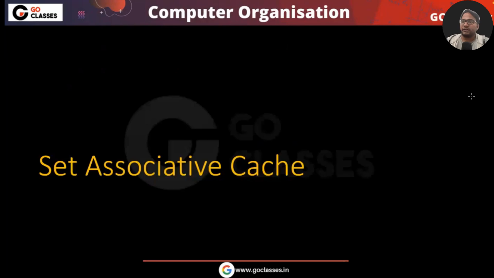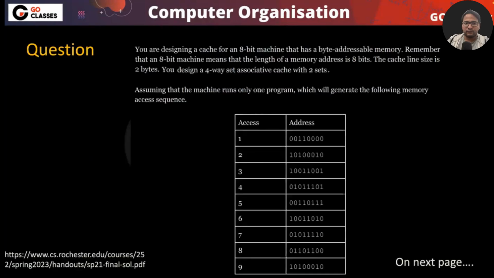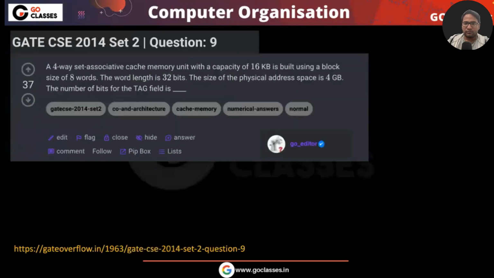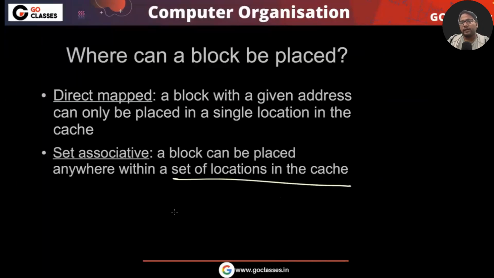So let's start this set associative. Should we start today or tomorrow? Tell me. Okay, so let's just see how much time it is. Okay, so what we can do, we can start it tomorrow. So we will be starting with set associative tomorrow.